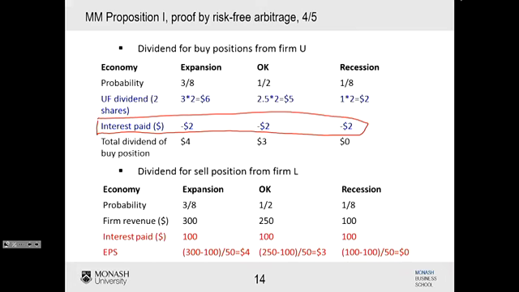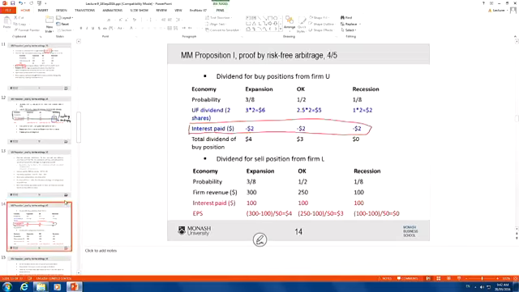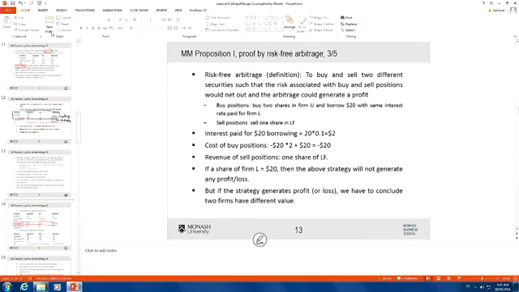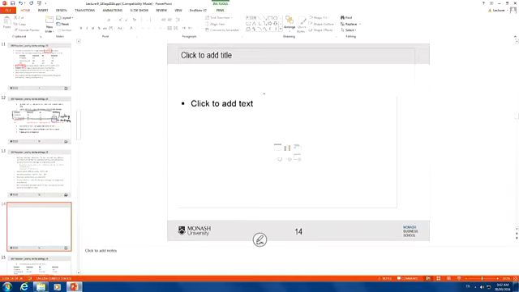Okay, that's a good question. Let me rephrase his question. Why is this risk-free arbitrage strategy constructed by two shares in U and one share in L? Okay, let me tell you this. Let me add one slide here. I'd like you to ask me the question because that's the best way to remember this.